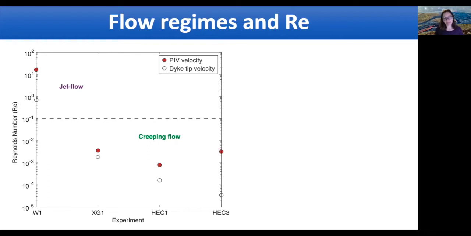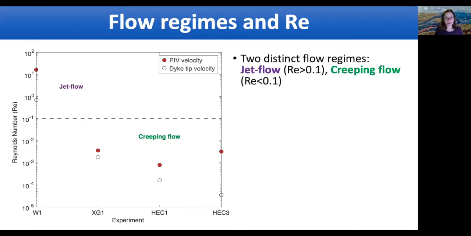In every case, if you use the dike tip velocity, so the movement of the vertical tip, you're always going to underestimate the Reynolds number that is calculated. And for one of the experiments, that was actually underestimated by 2 orders of magnitude. But the water dikes, they're always having a higher Reynolds number, and they are associated with this jet flow. And then the xanthan gum and the silicides, they all express this creeping flow kind of behavior.